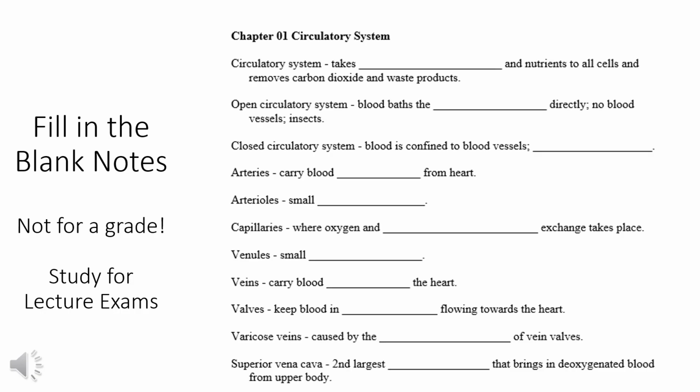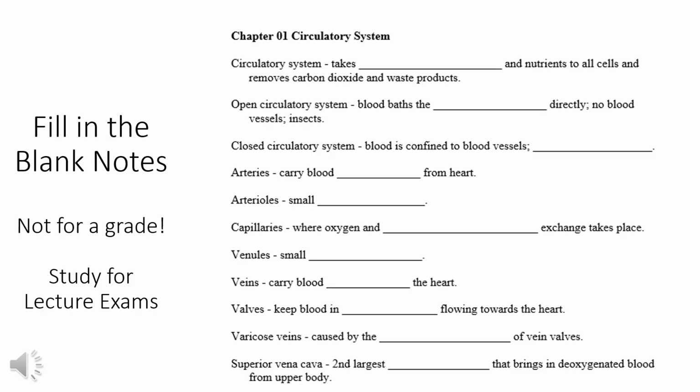For example, the circulatory system takes in oxygen and other assorted nutrients to all the cells and removes carbon dioxide and waste products. You can probably expect a question about, what takes oxygen and nutrients to all the cells and removes carbon dioxide and waste products? A, the circulatory system. B, the respiratory system. C, the digestive system. D, D should have been the digestive system. Oh well. D is going to be the urinary system now. So it might be some sort of multiple choice question. Or it might be some sort of true and false question.